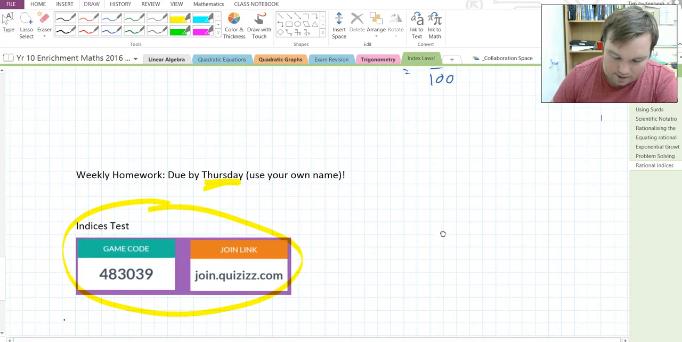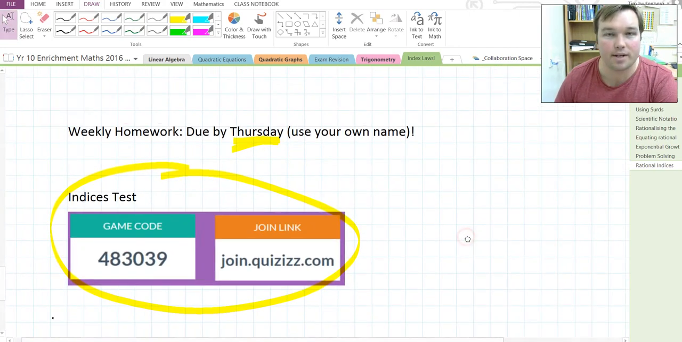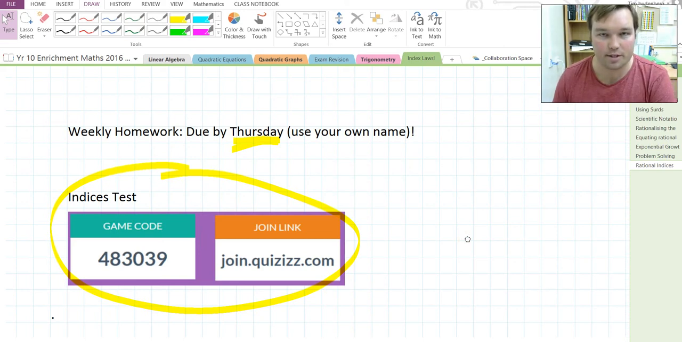Lovely. Once again, I'll remind you of the quiz we're doing this week. Now you should be able to do the entire quiz, because it had fractional indices as well as growth and decay. So that'll be due by Thursday. Good luck.